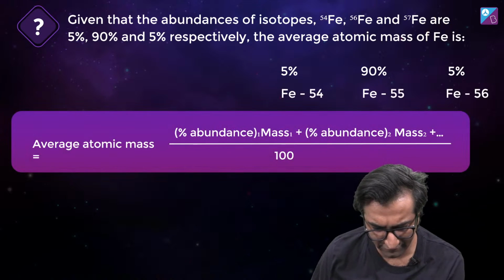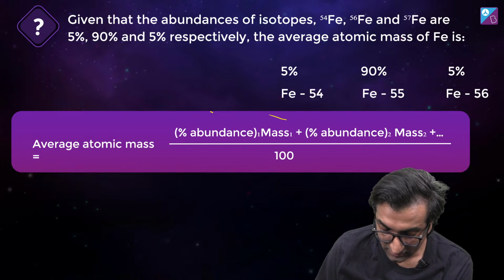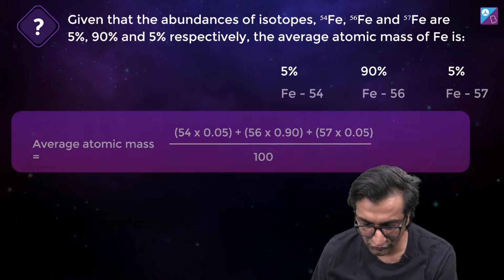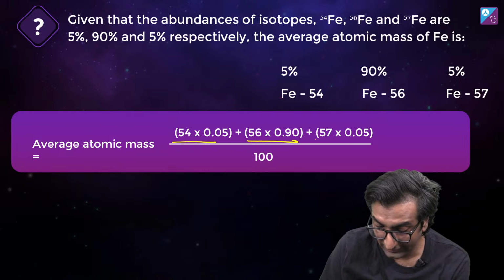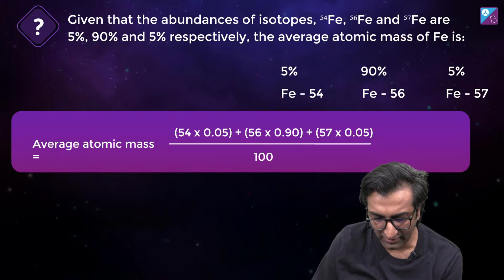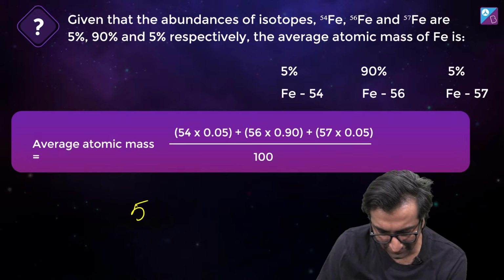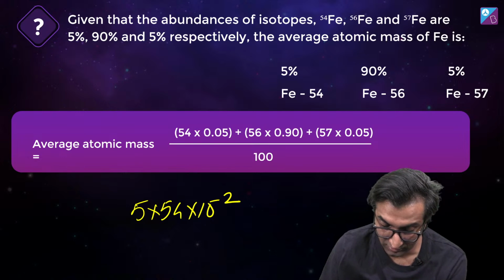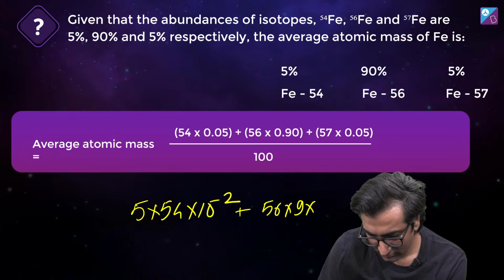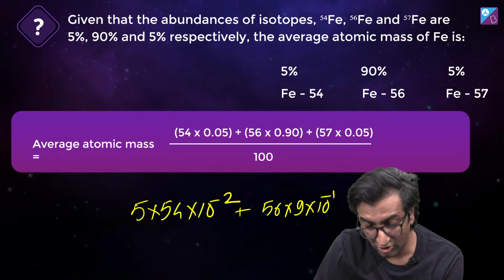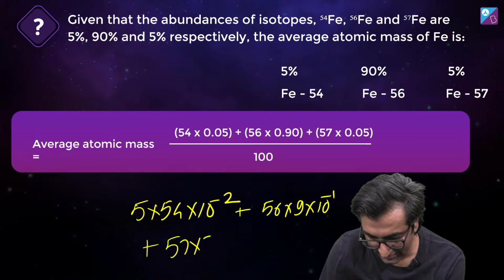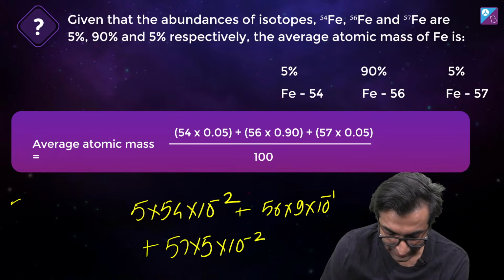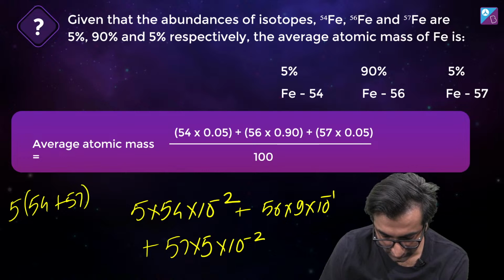Thank you for that answer, lovely. So what do we do here? Average atomic mass is percentage upon its mass divided by 100. So all we've got to do essentially is substitute these values. 54 into 0.05, 90. How do we do this? Does this look complicated? Okay, let's do it this way. 5 into 54 into 10 power minus 2. I don't like this 0.01 and all that. Plus 56 into 9 into 10 power minus 1. Write carefully, not 2, this 10 power minus 1. Plus 57 into 5 into 10 power minus 2. Now look, these two you can take out, 5 into 54 plus 57 into 10 power minus 2.